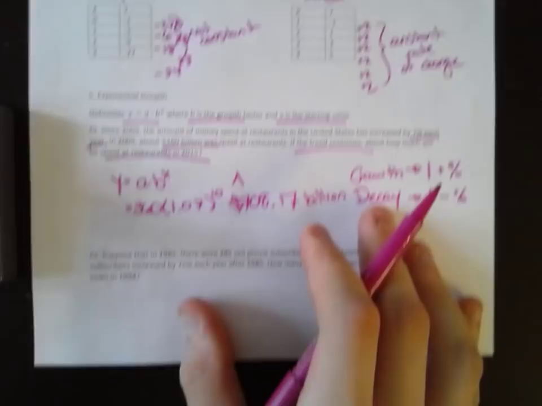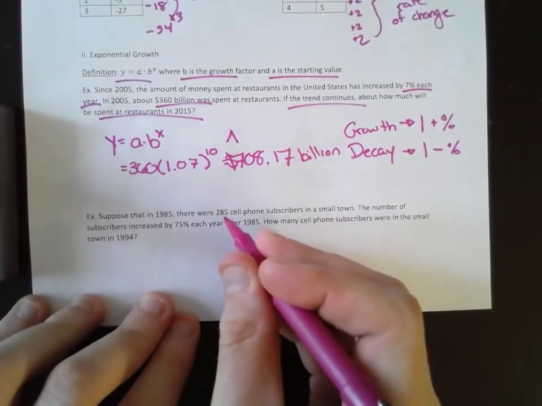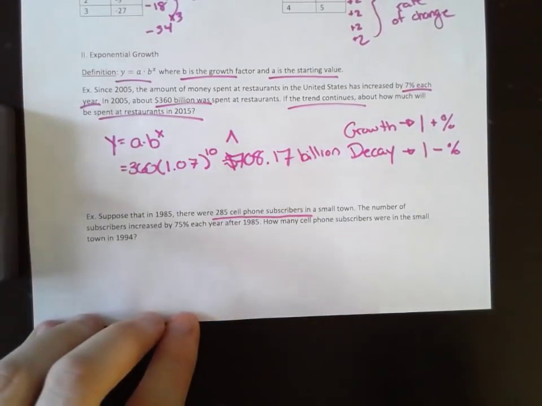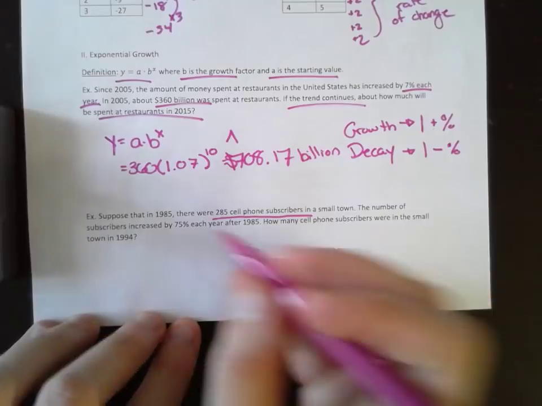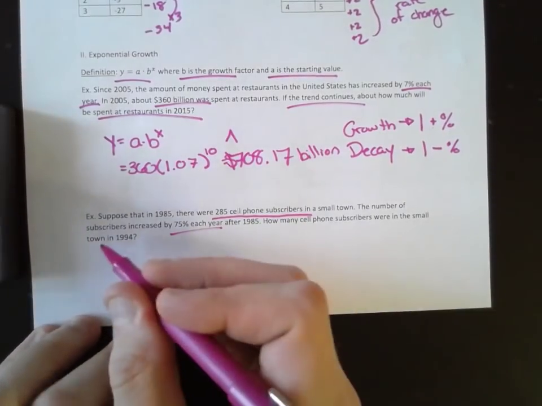Next one. It says, suppose that in 1985 there were 285 cell phone subscribers, because obviously in 1985 no one had cell phones. The number of subscribers increased by 75% each year after 1985. How many will there be in 1994?